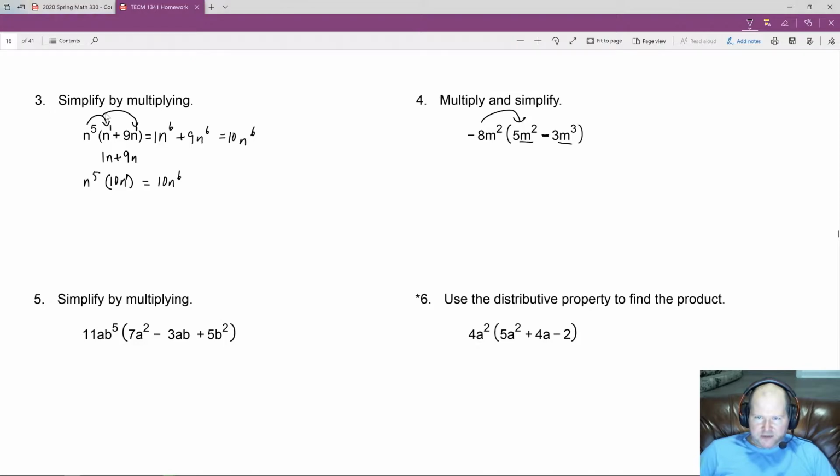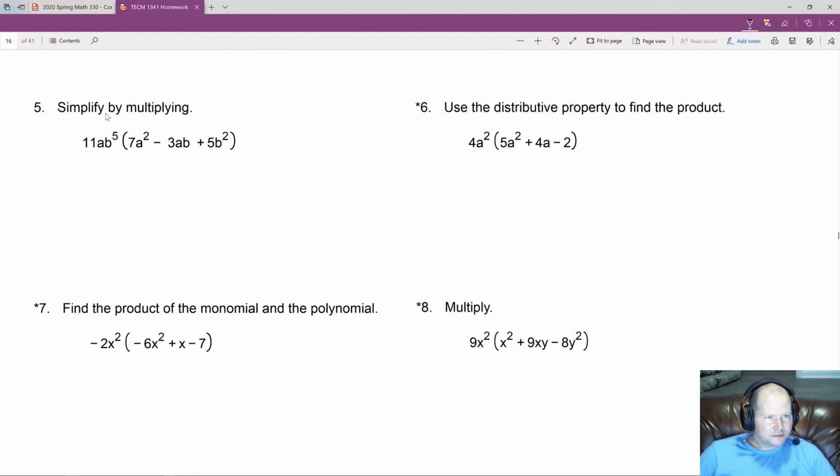So we're going to say negative 8m squared multiplied by 5m squared. Negative 8 times positive 5 is negative 40. And m to the second times m to the second, 2 plus 2 is m to the fourth. Next we say negative 8m squared times negative 3m cubed. Negative 8 times negative 3 is a positive 24. And m squared times m to the third is m to the fifth, because 2 plus 3 is 5. Okay, move on to the next one.